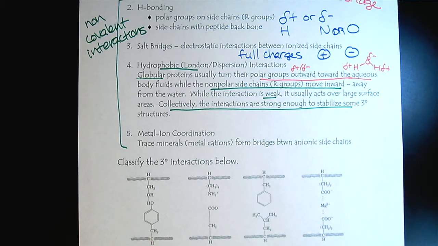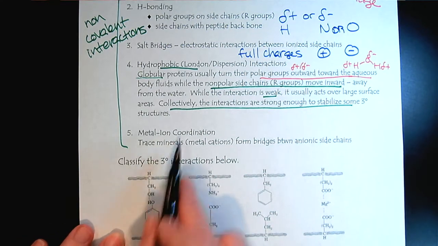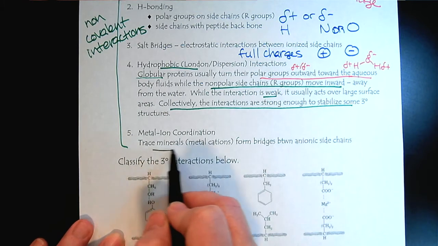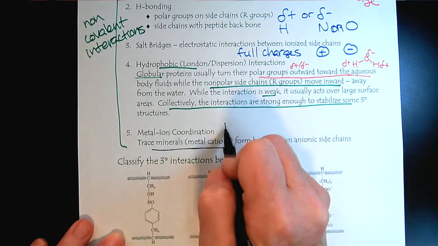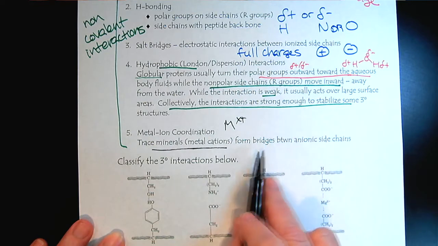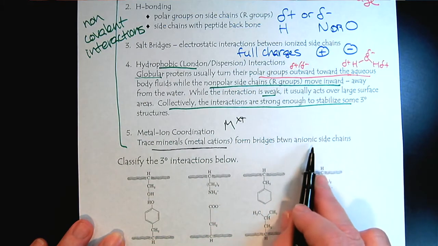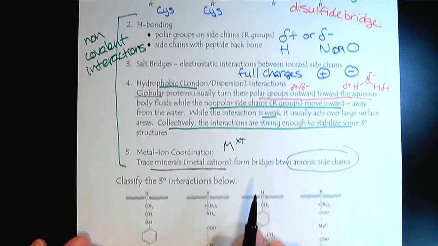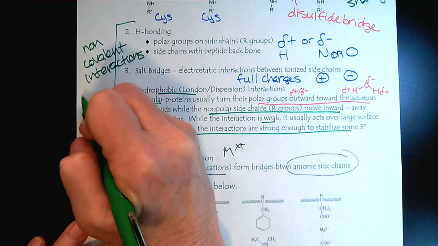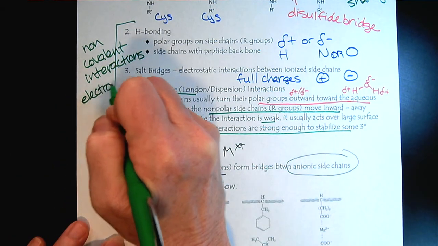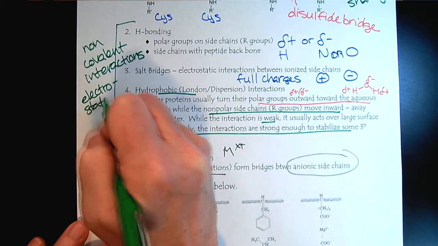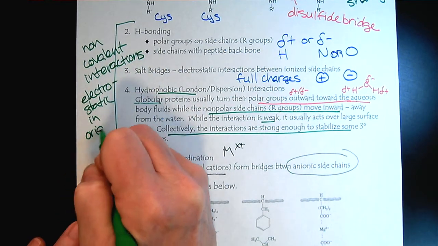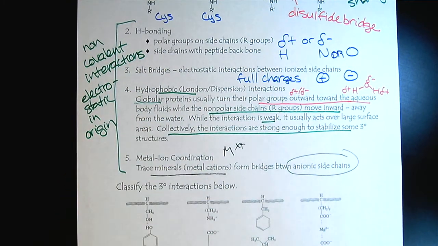And then the final interaction is metal-ion coordination, right? So trace minerals, which are metal cations, can form bridges to the anionic side chains. So notice that it's all electrostatic. These non-covalent interactions are electrostatic in origin. So it's all about recognizing polarity and differences in electronegativity.